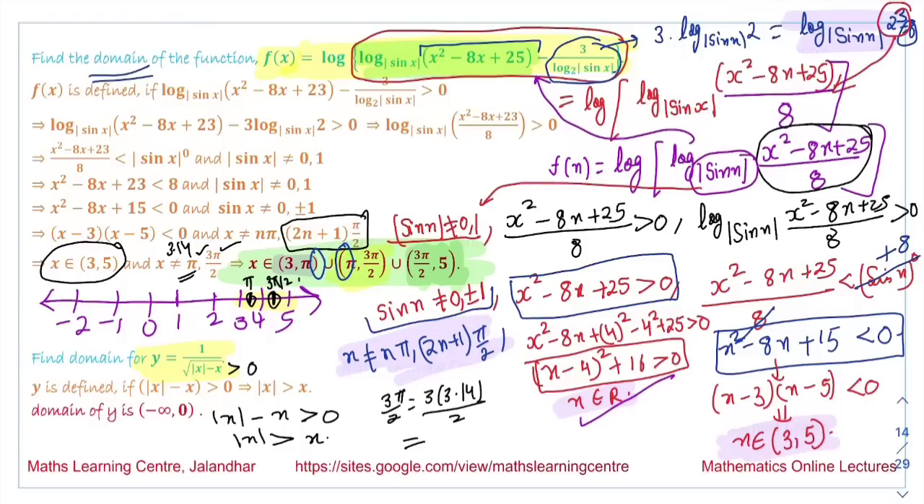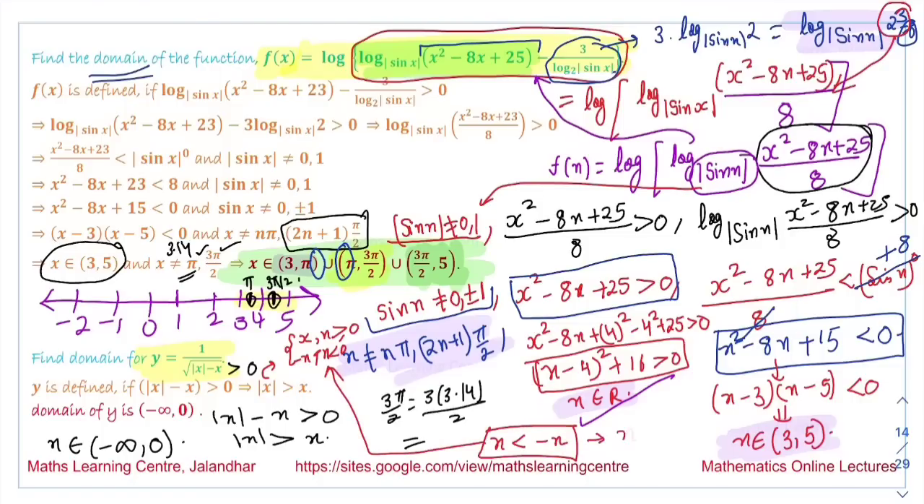And we know that this holds if the value of x is between minus infinity and 0. Now why do we have this? We know that the definition of mod x is equal to x when x is greater than or equal to 0, and it is minus x when x is less than 0. So we are saying x is always lesser than minus x, and this holds only for the case when x is less than 0. So x is less than 0 means x belongs to the interval minus infinity to 0. So the domain of y is minus infinity to 0.